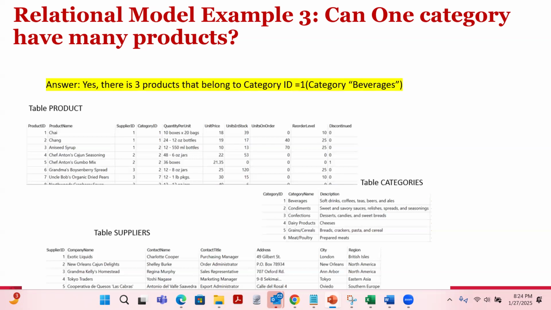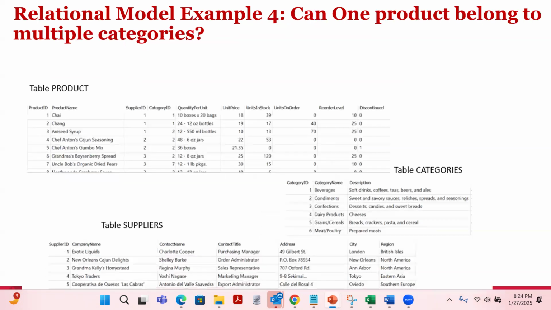Okay, so the answer is there are three products that belong to category one. So it's actually two. So one category can have multiple products. Yes. Next question. Can one product belong to multiple categories? Let's try to answer that.